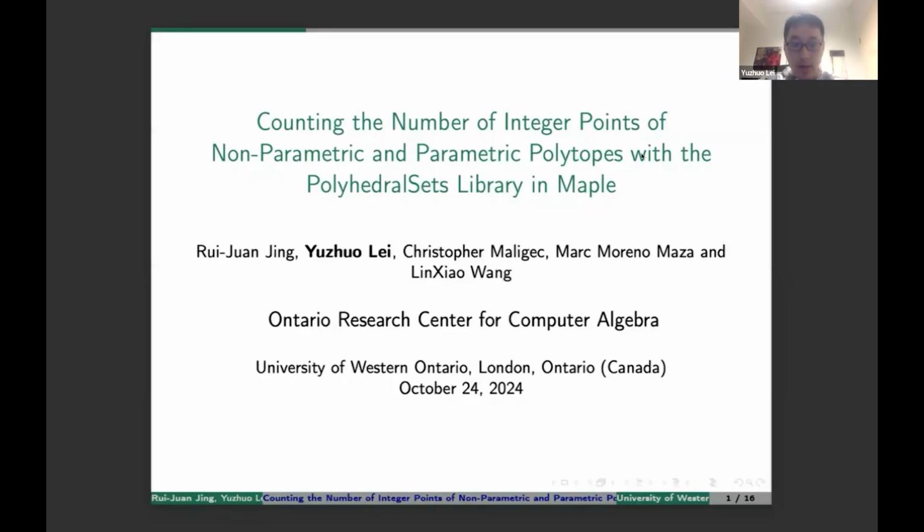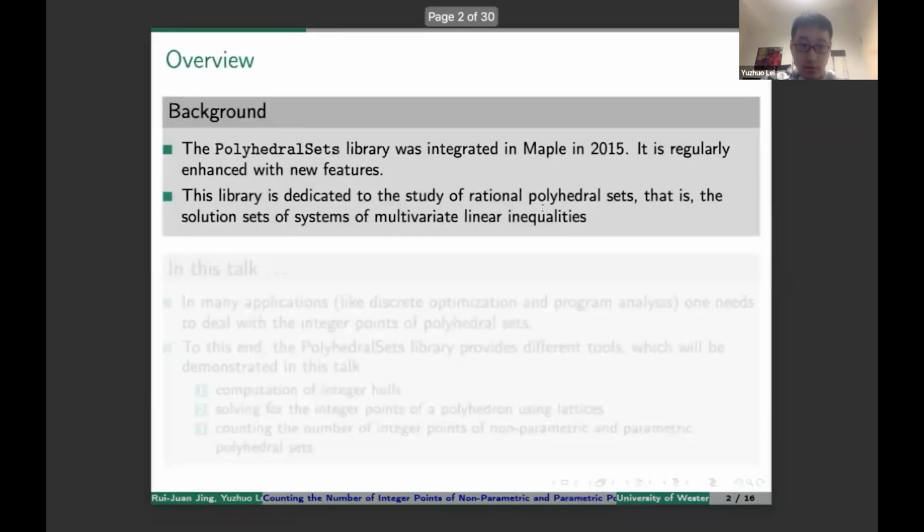Good afternoon, everyone. My name is Yuzhuo Lei, and this afternoon, it's an honor to be discussing counting the number of integer points of non-parametric and parametric polytopes with the PolyhedralSets library in Maple. So let's get started. Here's the background.